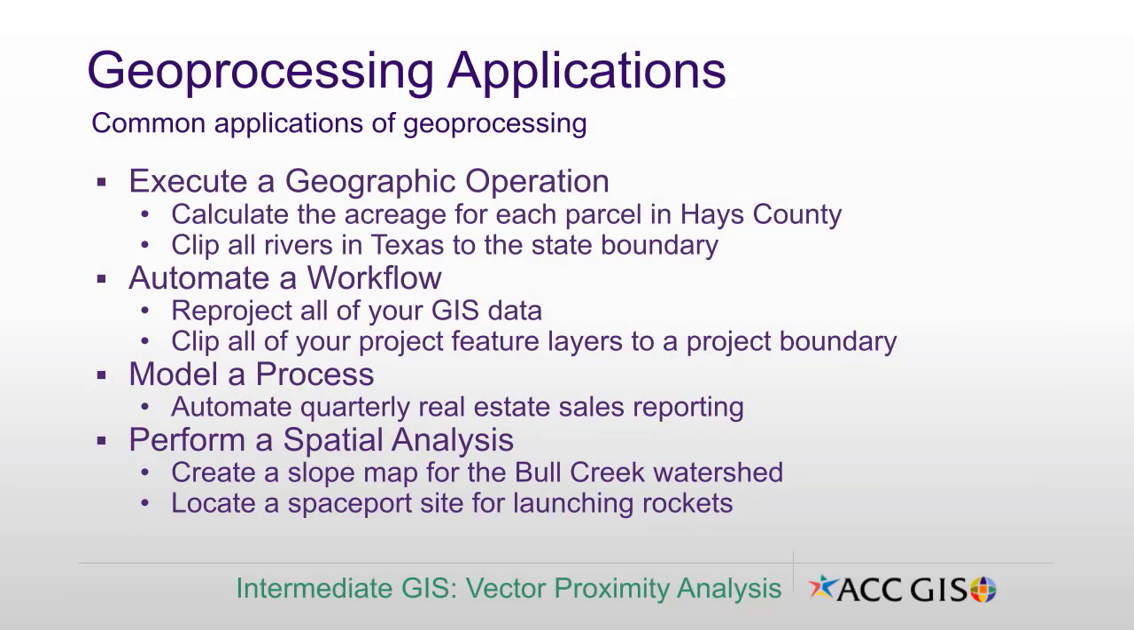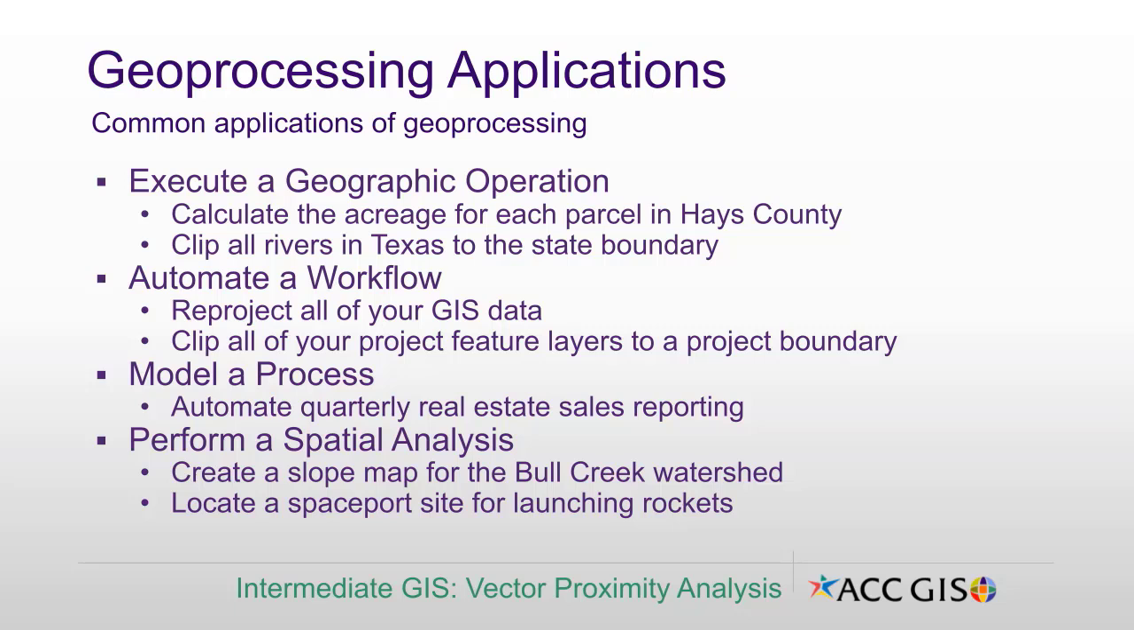And so there are a number of applications for geoprocessing in GIS, including executing a geographic operation, for example, calculating the acreage for each parcel in Hays County, or clipping all rivers in Texas to the state boundary. We can use geoprocessing to automate a workflow. For example, reproject all of your GIS data to a common coordinate system, or clip all of your project feature layers to a project boundary.